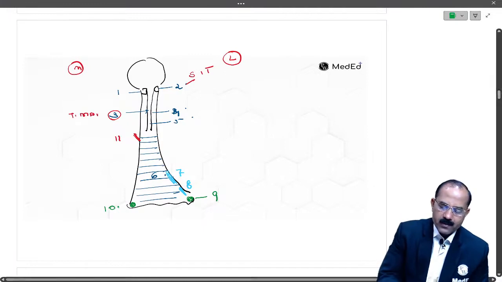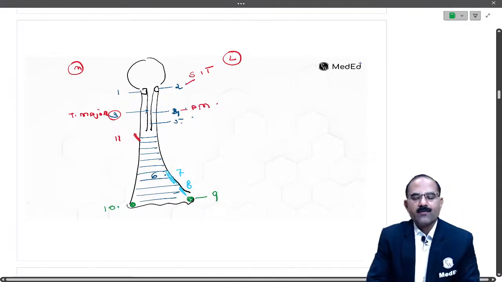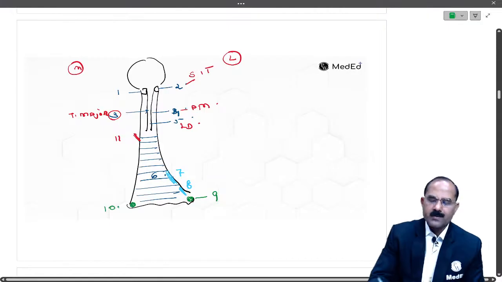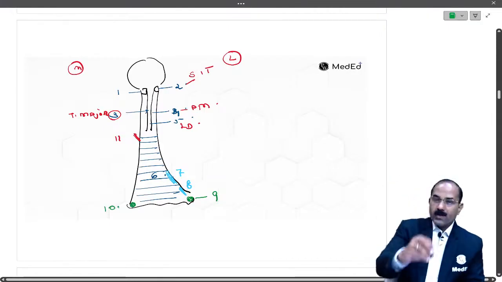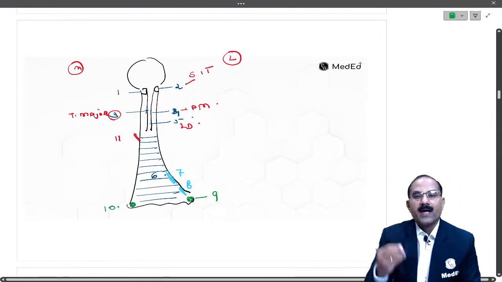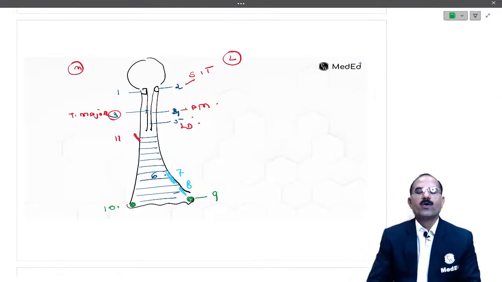Teres major, right? What is attached to the lateral lip of the bicipital groove? Pectoralis major. And what is in the floor of the bicipital groove? Latissimus dorsi. And what lies on the latissimus dorsi is the long head of biceps brachii.